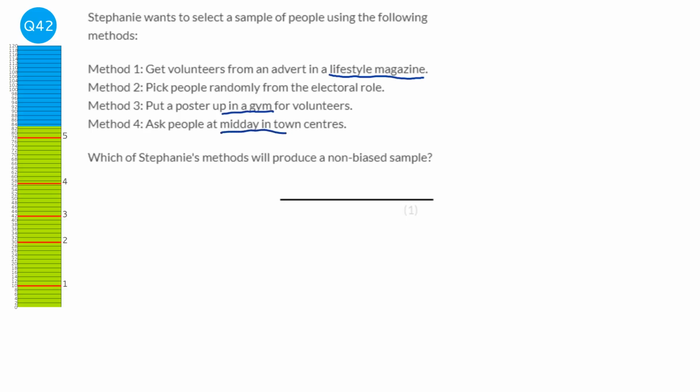And midday in town centres, well, it might be on a school day, or it might be that you are skewing your data towards retired people. There's lots of reasons why a certain group of people won't be at a town centre at midday. The only one here that gives everyone an equal chance of being picked is this one here. Okay, so picking people randomly from the electoral roll. There are some groups of people who might choose not to be on the electoral roll, but looking at the 4 methods, this one is by far the most fair sample.